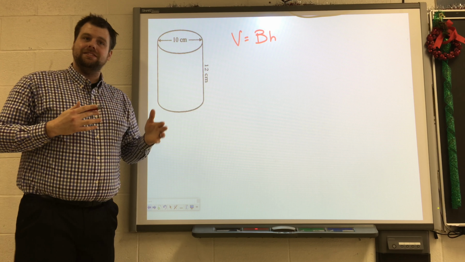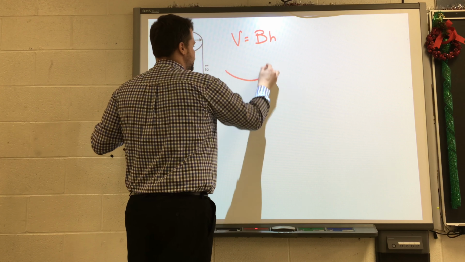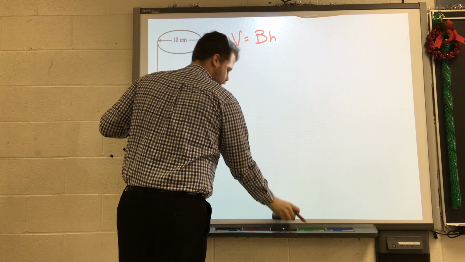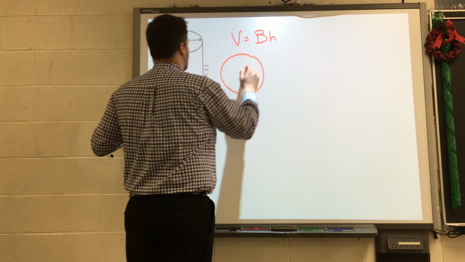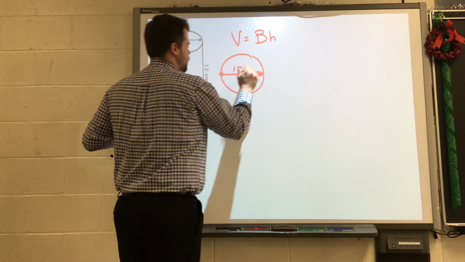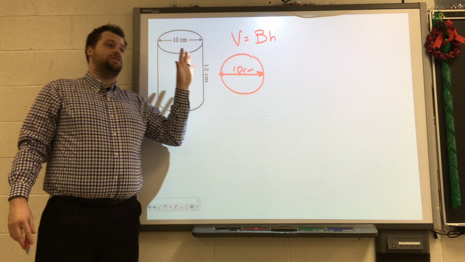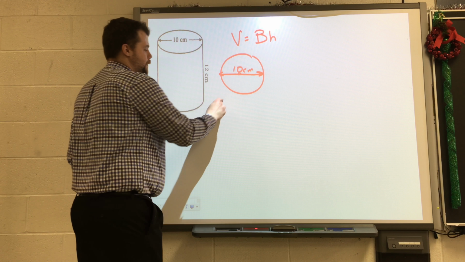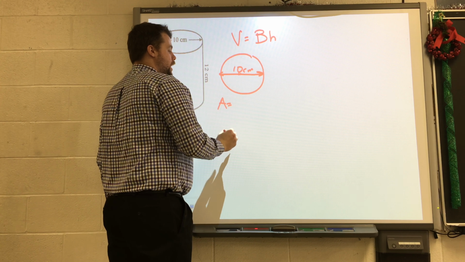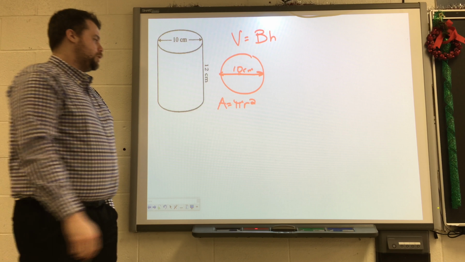Now the base in this case is this circle up top and on the bottom. And if I redraw that circle from a better perspective, what I know about that circle is that it has a diameter of 10 centimeters. Okay, so if it has a diameter of 10 centimeters, it means it has a radius of 5 centimeters. I want to find the area of a circle. Got to find the area of the base, right here. Area of a circle is pi r squared.